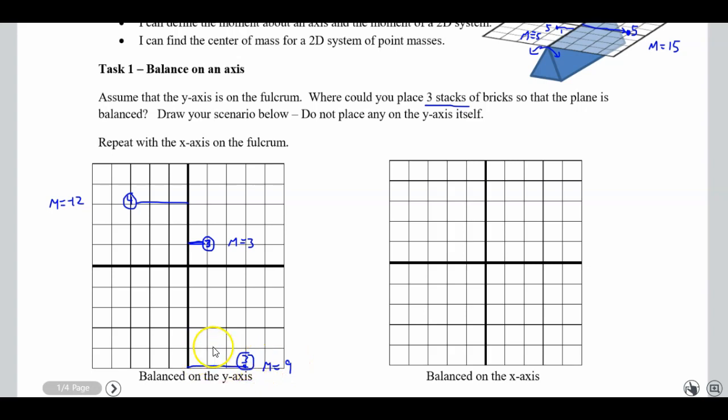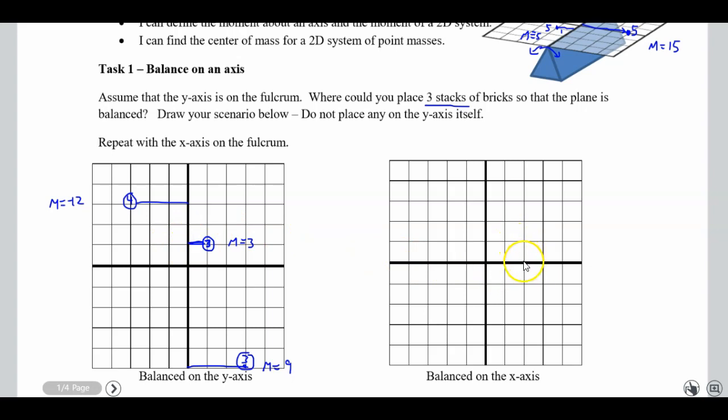Alright, so we got 3 times 3 for that one. So on this side of the y-axis we got 12, on this side we got negative 12, so the moments will cancel out to 0, and that should balance the system. If you want to balance on the x-axis, you can do something similar.